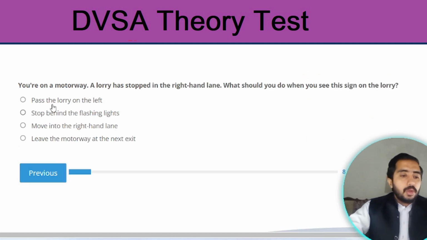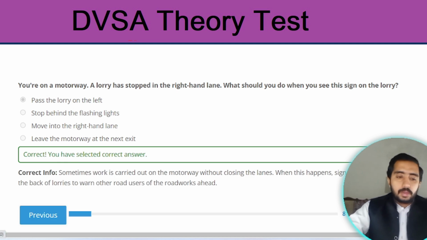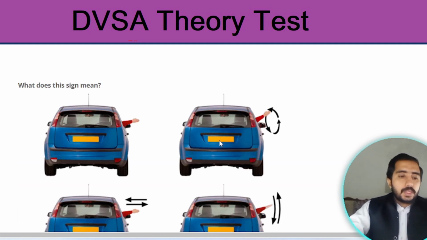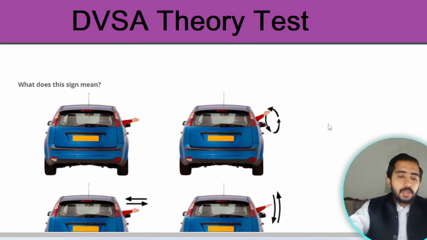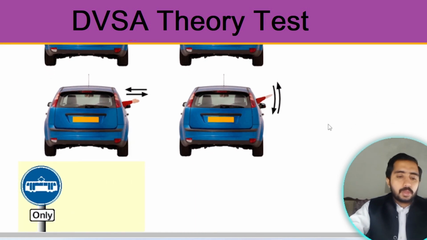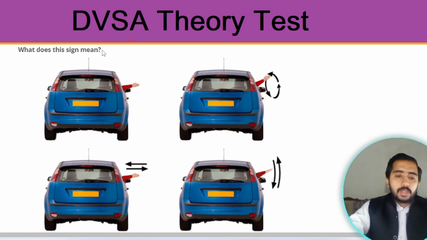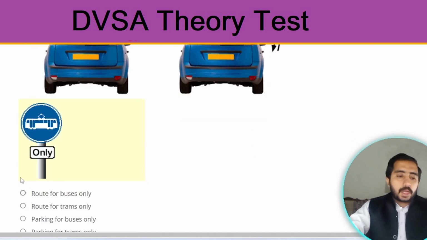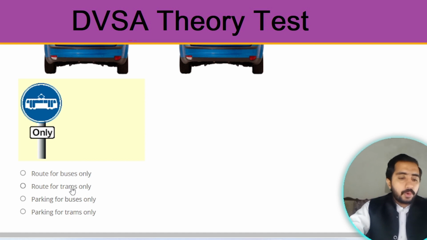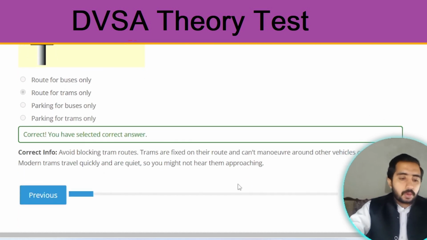Next one. You are on a motorway, a lorry has stopped in a right hand lane. What should you do when you see this sign on the lorry? You need to pass the lorry on the left, option A. Next one. Our next question is, what does this sign mean? Here you have two different signs. Ignore the first image and let's go with the second image. What does this sign mean? This sign is used for route for trams only. Option B is the correct option.